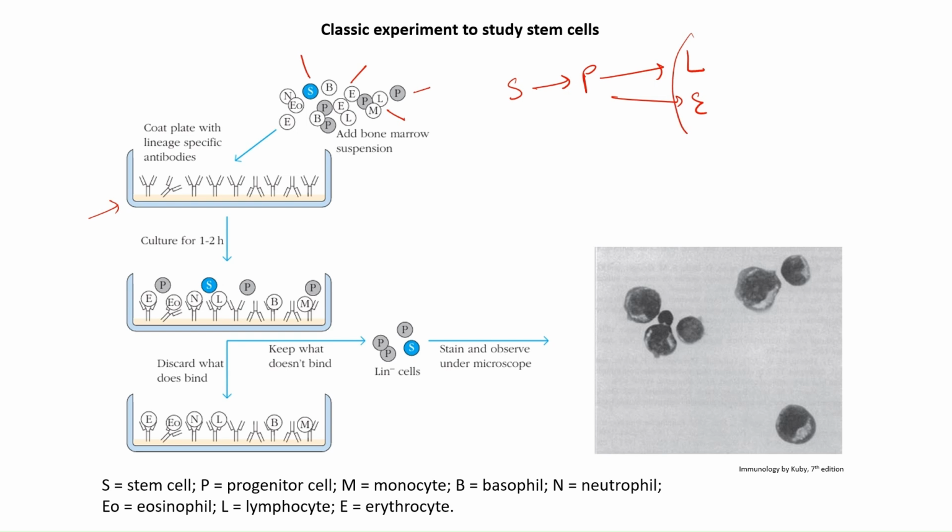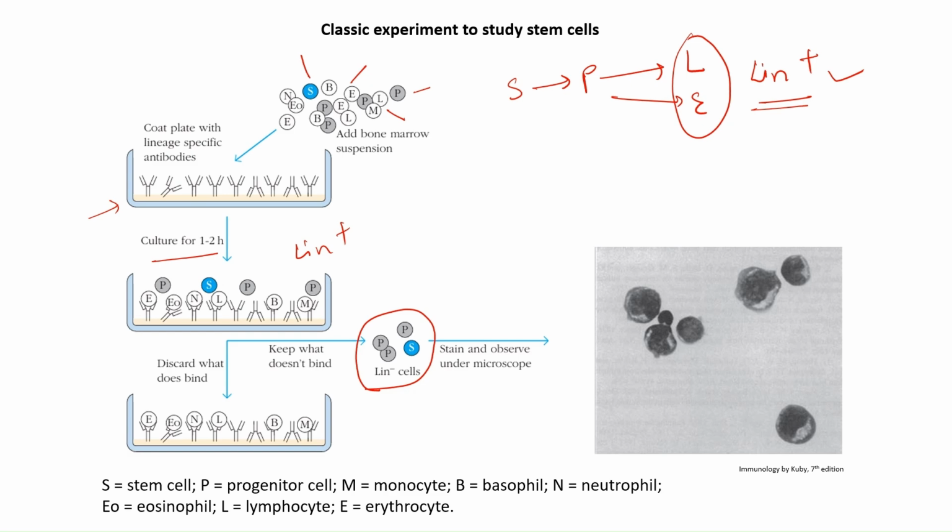Now because these are differentiated cells, all these cells possess a marker which is called Lin+. Now this antibody is specific to this particular marker. What will happen? As soon as this group of cells are added in this plate and cultured for 1 to 2 hours, because this antibody is specific for Lin+, all the cells that contain this marker will attach to this antibody. So the remaining cells are the stem cells and the progenitor cells, because these are not differentiated cells, therefore they don't contain this differentiated cell marker.